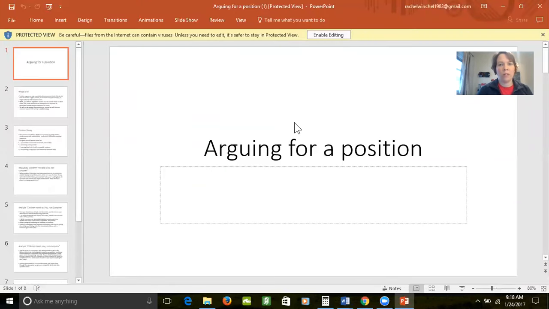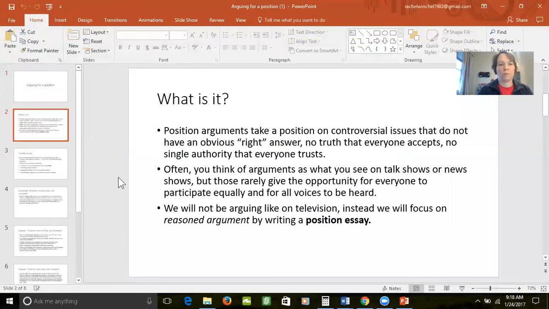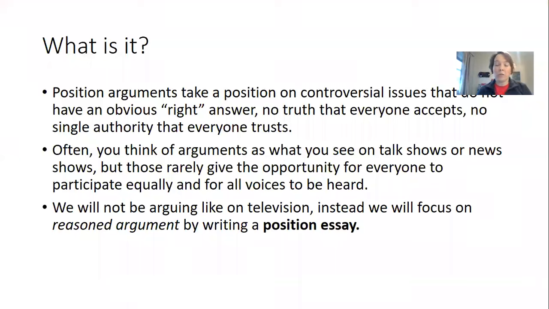Great, here we go. Let's talk about what we are doing here with arguing for a position. A position argument doesn't have a right answer. There's no one real truth. Now, you might say, for my position, I know that this is the right answer, this is the way that it is. Maybe it's an extreme moral issue or a religious issue. You need to pick a different position, because that's just not going to work for what we're trying to do here in class.